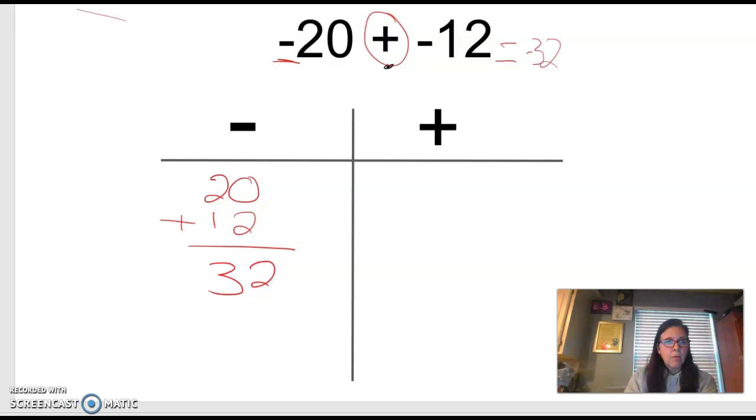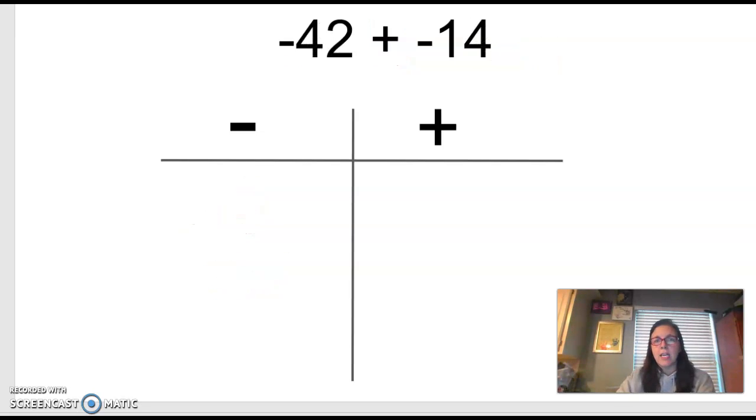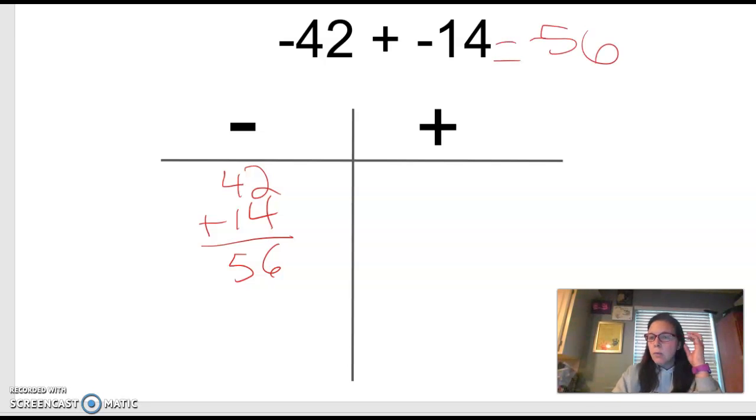Okay. Now, let's go down. I'll do one like that. So we have -42 and we have -14. Notice I don't change it because we're doing an addition. Addition is what we want. So then we just add 4 plus 2 is 6, 4 plus 1 is 5, and it's in the negative column. So -56. Remember, when we did this the first day with the counters, this would be like saying we had 42 red counters and then we added 14 more to it. So we should still have a negative answer.